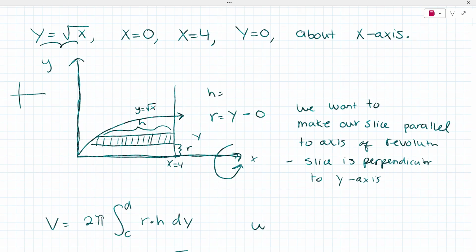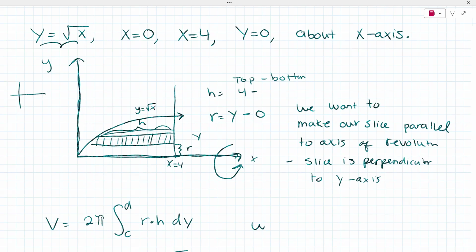And then how do you find the height? This is our height right here. How do you find that distance? Since we're revolving around the x-axis, it's going to be the top minus the bottom. What is our top function and what is our bottom? The top looks like it's going to be x equals 4. So it's going to be 4 minus the bottom.